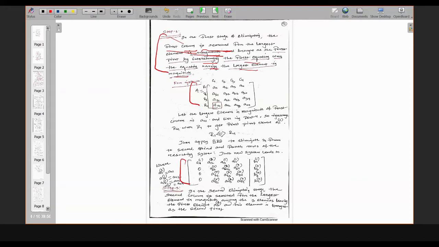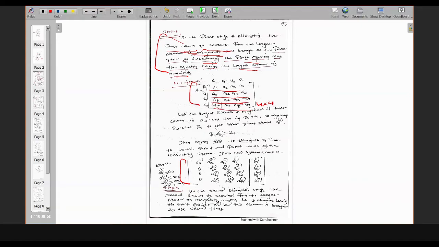So in the first stage, you search for the largest element in magnitude. If it is negative, then you take the modulus to get the positive value, so you can compare which element is the largest. Suppose your largest element is sitting in row R4. I am demonstrating this by taking an example where the matrix has size 4 cross 4. This is the first row, this is the second row, this is the third row, and this is the fourth row.